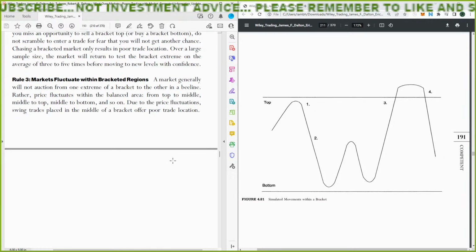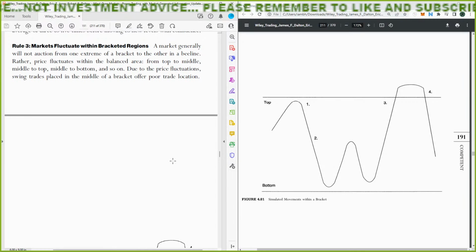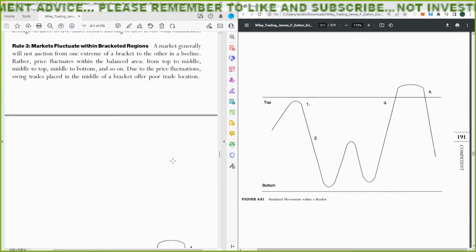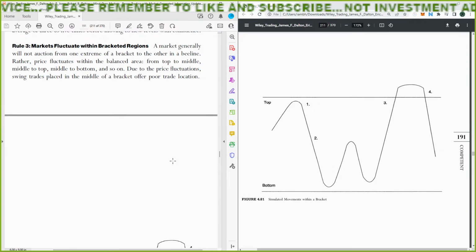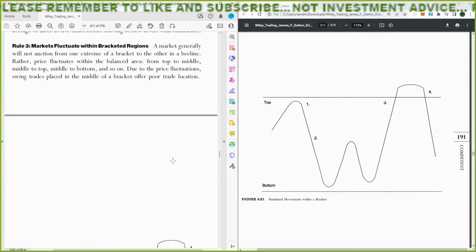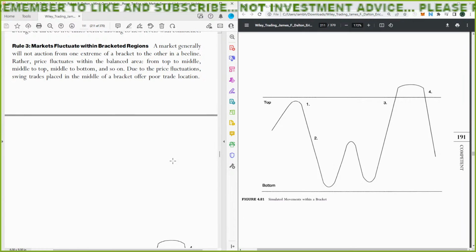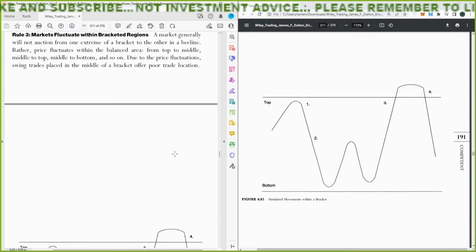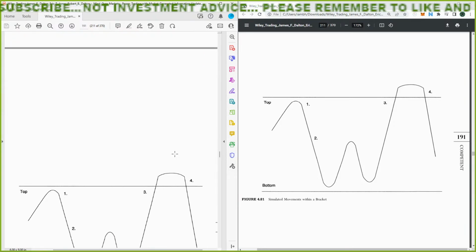Rule 3. Markets fluctuate within bracketed regions. A market generally will not auction from one extreme of a bracket to another in a beeline, rather price fluctuates within a balanced area, from top to middle, middle to top, middle to bottom, and so on. Due to price fluctuation, swing trades placed in the middle of the bracket offer poor trade location.